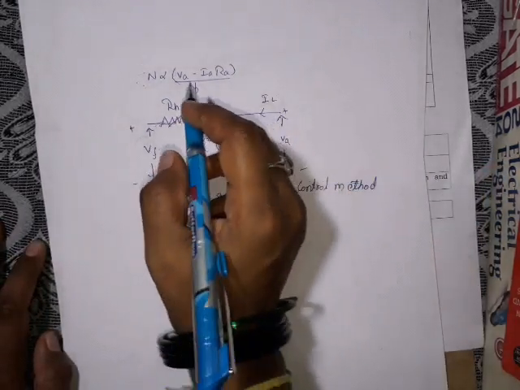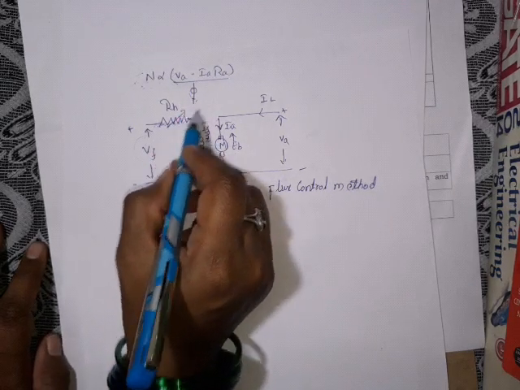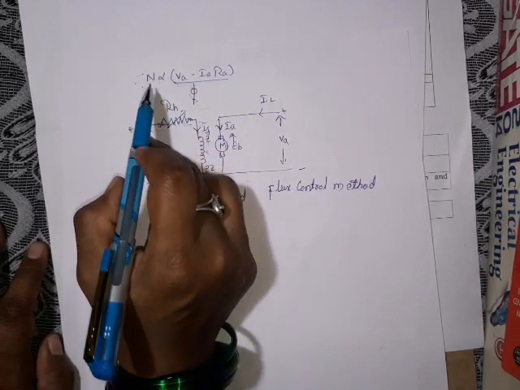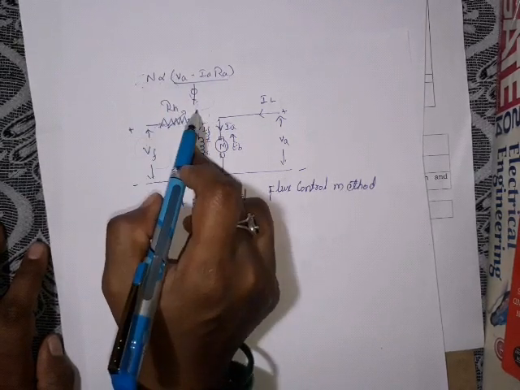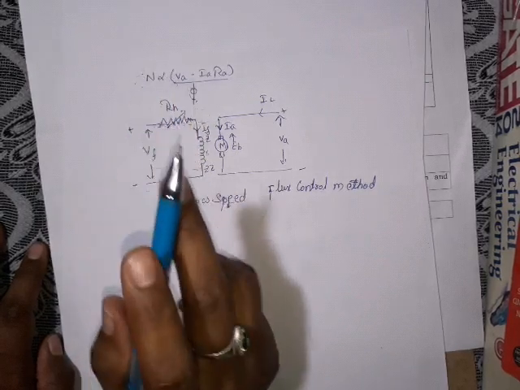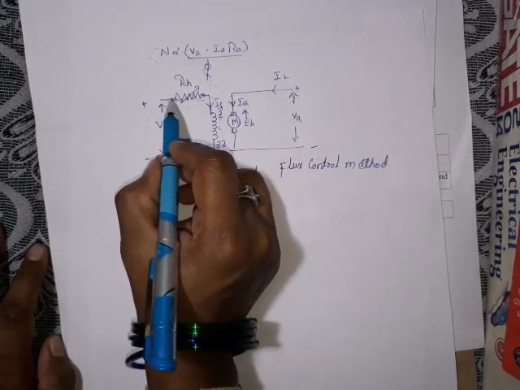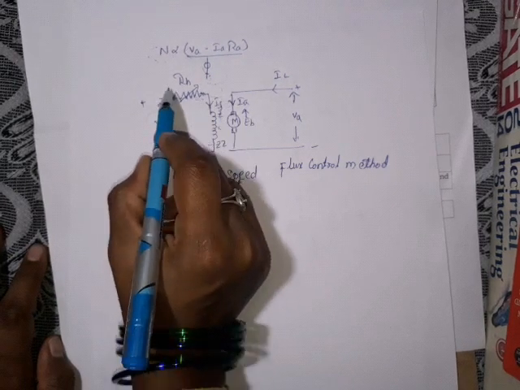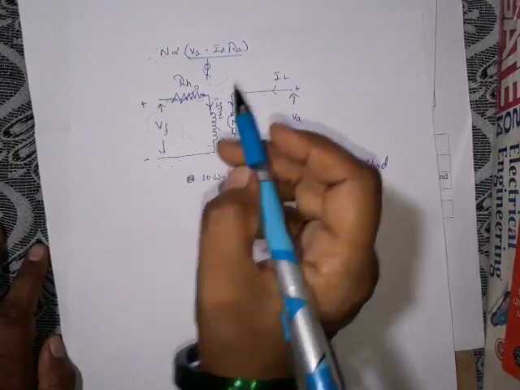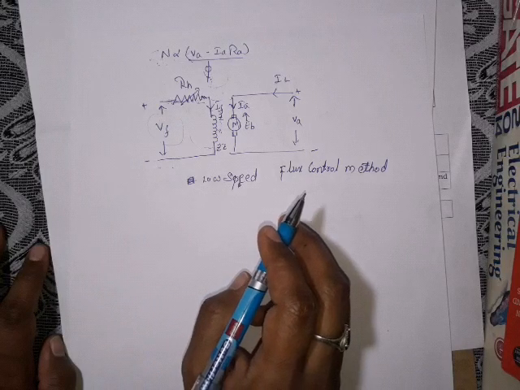So I'll explain again. As we know, speed is inversely proportional to flux. By varying the flux, we can vary the speed. When the flux is low, speed will be high. When the flux is more, speed will be low. Initially we'll keep this rheostat in cutout position. When it is in cutout position, no resistance is added. Maximum current flows through the windings and maximum flux is produced. The motor runs at lower speed.